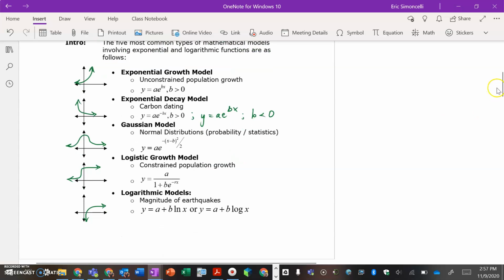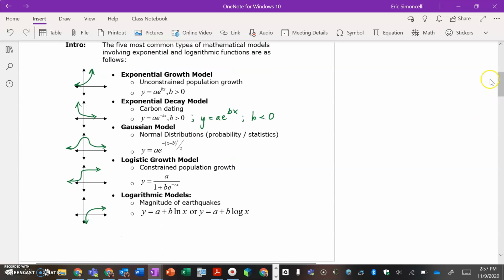The 5 most common types of mathematical models involving exponential and logarithmic functions are as follows. We have an exponential growth function, unconstrained population growth for example, and then y equals a times e to the bx power, where b is greater than 0. We've seen exponential growth functions quite a bit already. Exponential decay models, for example carbon dating, take shape where this is your equation, y equals ae to the negative bx, where b is again greater than 0.